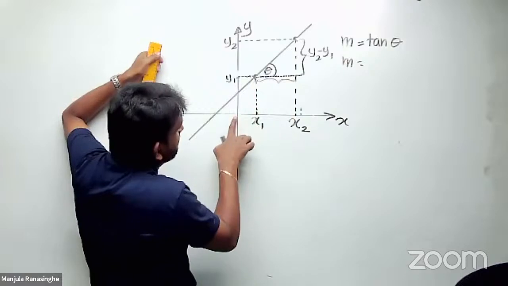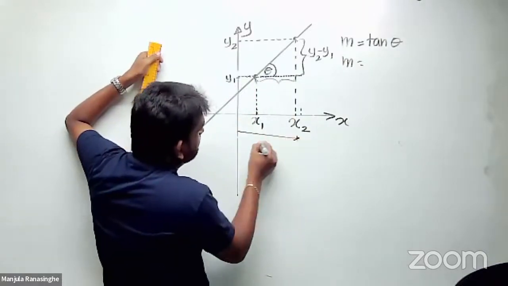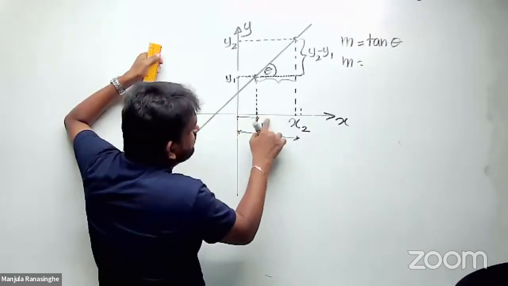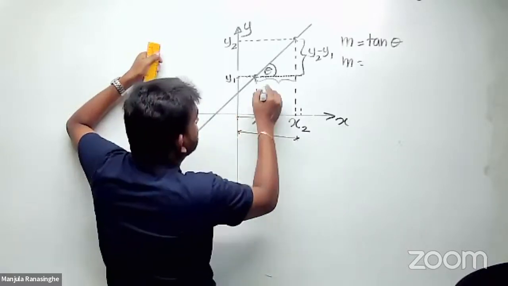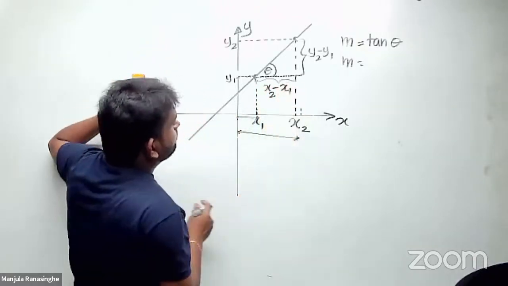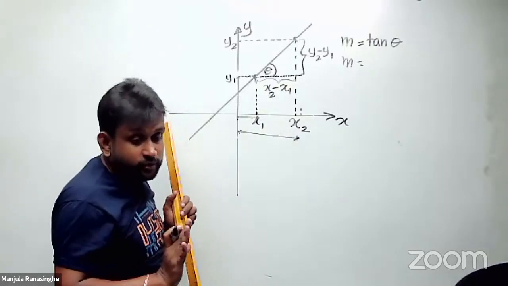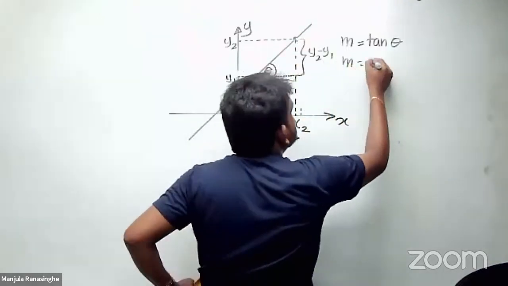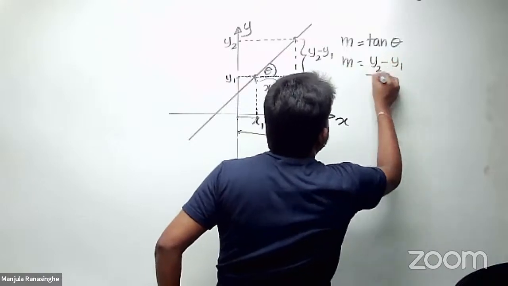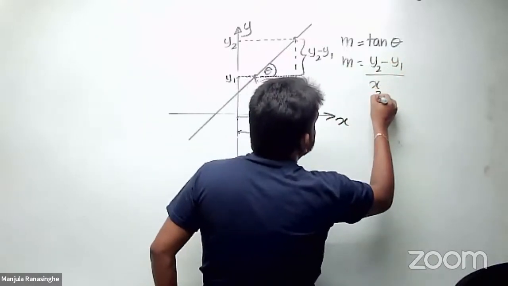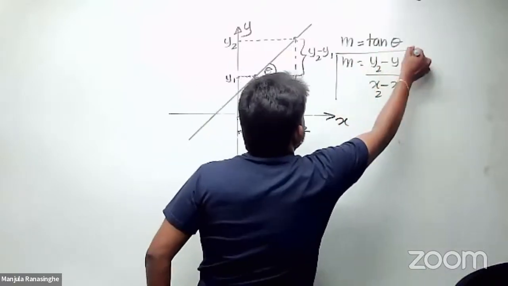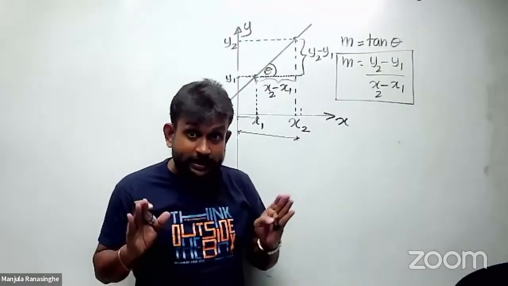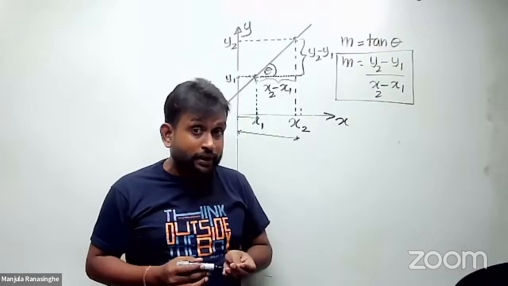And how to take this length? Here to here is x2 and here to here is x1. So how to take the in-between gap? x2 subtract x1. Now the answer is found: the vertical height over the horizontal length. The vertical height is y2 minus y1, upon the horizontal length x2 minus x1. So this is the gradient formula. You take it. Tell me the equation now: y2 minus y1 upon x2 minus x1. What is on the top?